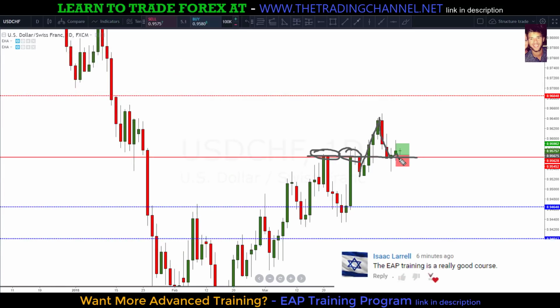but we will be continuing to look for possible long trades here on the dollar Swiss around this level, because what we're expecting is at least a retest of this resistance level and possibly even trend continuation all the way up to 0.9684 out of this pair.